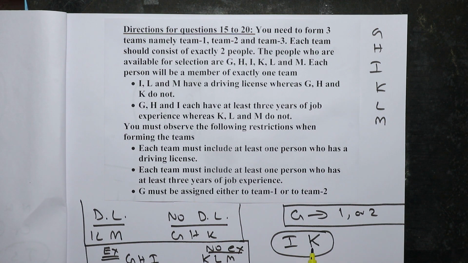Because if K is paired up with any other person, there is no one else who has both driving license and experience. So only I has both driving license and experience, and K has neither. So compulsorily K should be paired up with I. So one team will be K and I. So now we have got all the conditions. We'll start with the questions now.